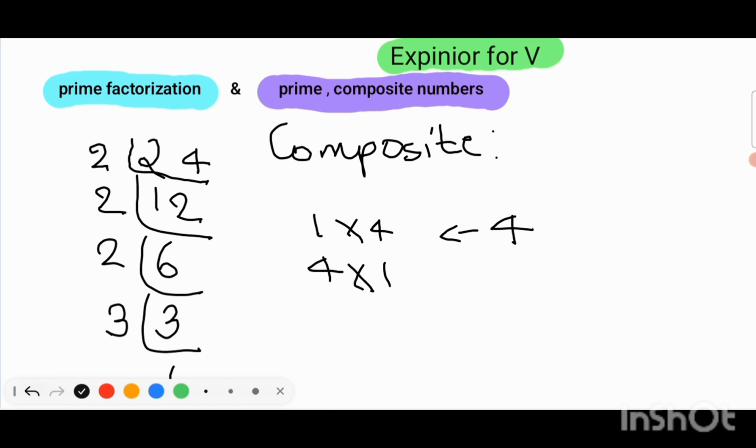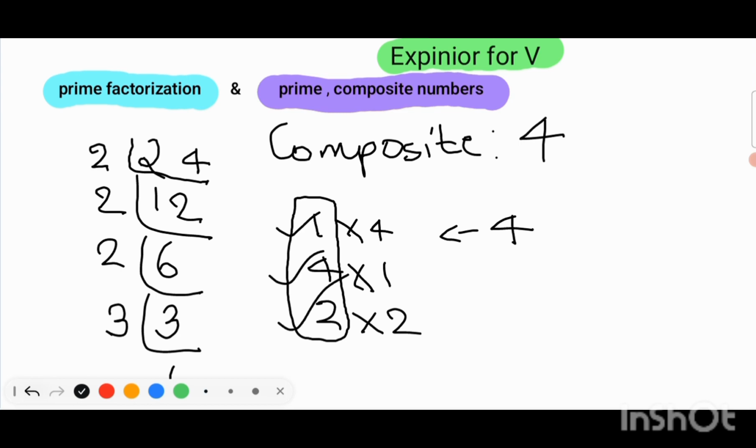Next, we'll check in 2. We have completed 1, we'll check in 2. 2 twos are 4. We will not find it in the 3 table, so that's it. So we have 3 factors over here. That means 4 is a composite number. If a number has more than 2 factors, then it is a composite number. Remember this point. Here we have 1, 2, 4, so more than 2. So this is a composite number.